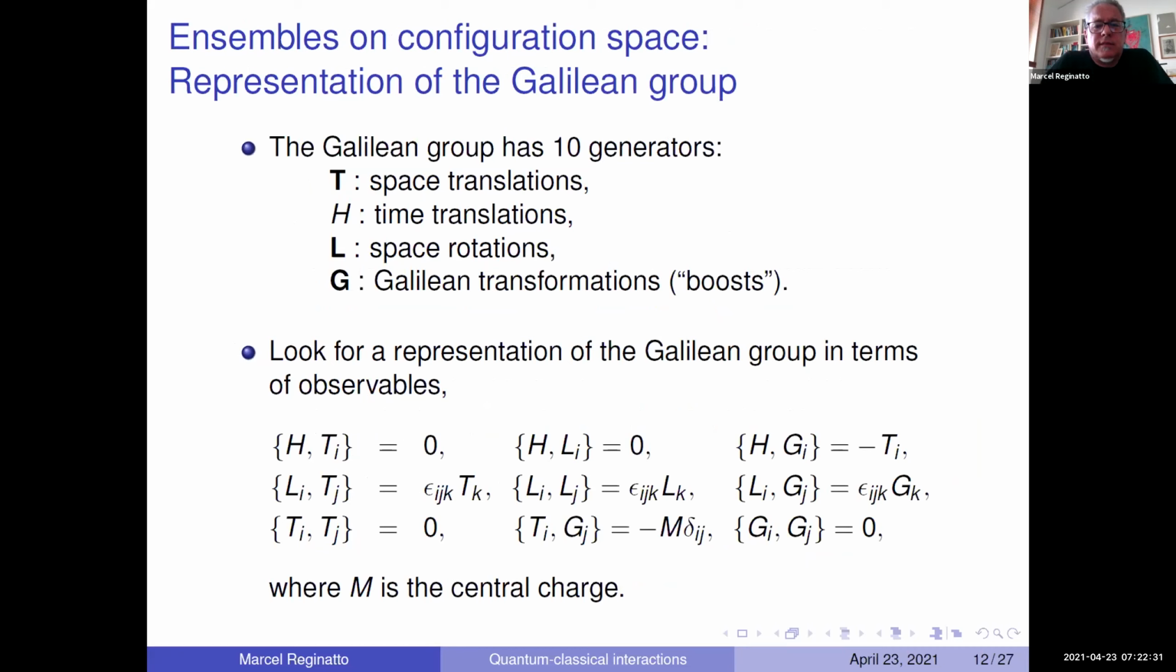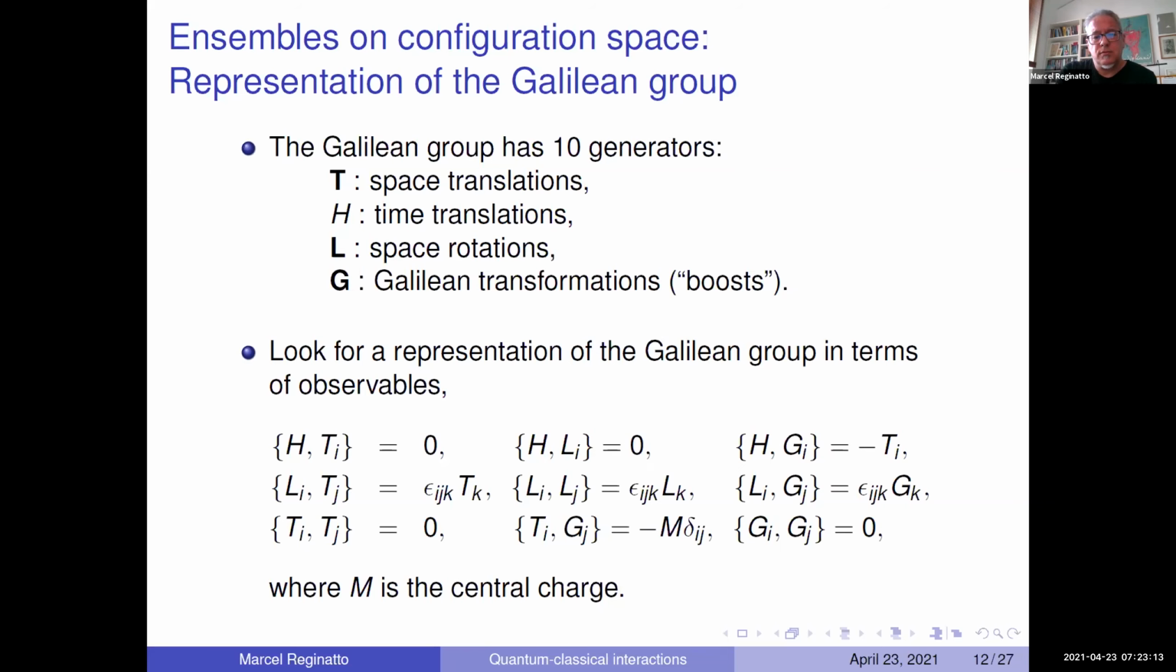I mentioned that there are differences between different hybrid systems, and one of the things I've been interested in is representing symmetry groups. One thing I want to show here is how this works, for example, for the Galilean group, if you have a hybrid system of two non-relativistic particles. I won't go into the details of the Galilean group; I think everybody's familiar with it. It has 10 generators and it satisfies a given Lie algebra where the mass appears as the central charge.